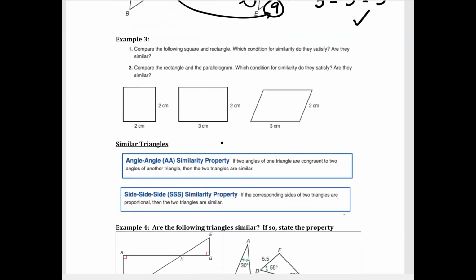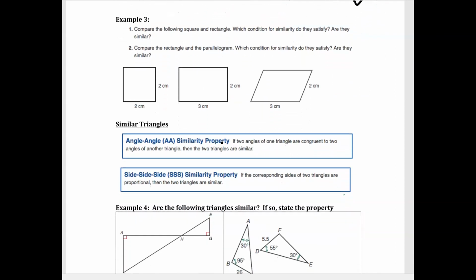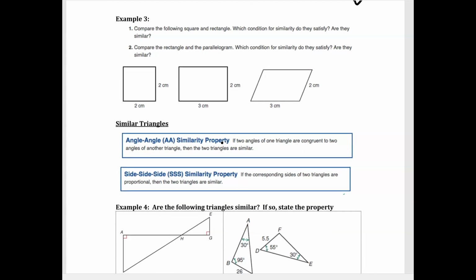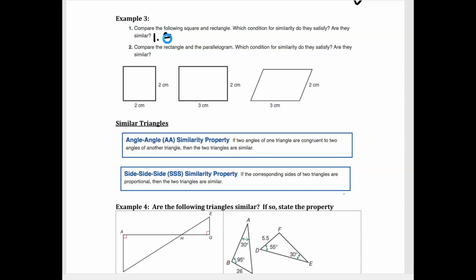So compare the following square and rectangle. Which condition for similarity do they satisfy? Are they similar? So let's write down, we need congruent angles. So let's first ask that question. We're looking at the square and rectangle. Are there congruent angles? All of the angles are 90 degrees. So we say yes. It satisfies that first condition, okay?